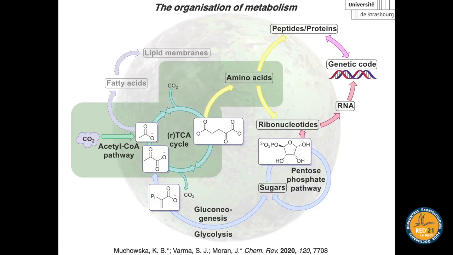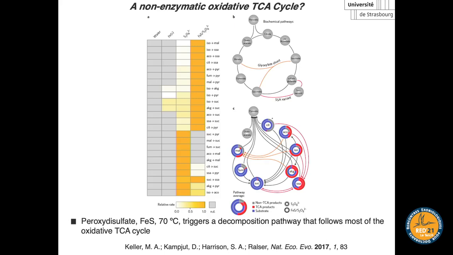And I just told you that we also need destruction, so breakdown processes. So where do they actually fit in the big picture? This has actually been achieved by another scientist. In a study by Markus Ralser and co-workers, it is shown that the oxidative Krebs cycle, the one that breaks down biomolecules to obtain energy, can be promoted by peroxydisulfate under very, very familiar conditions.